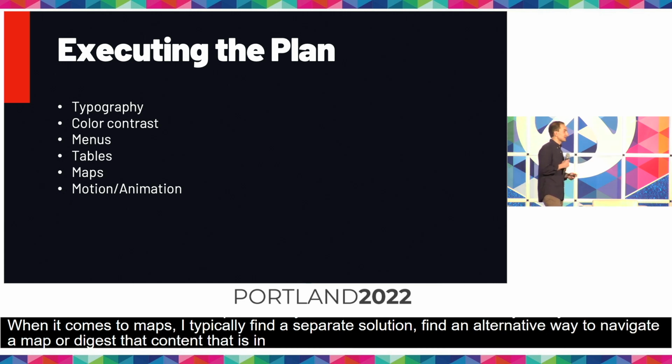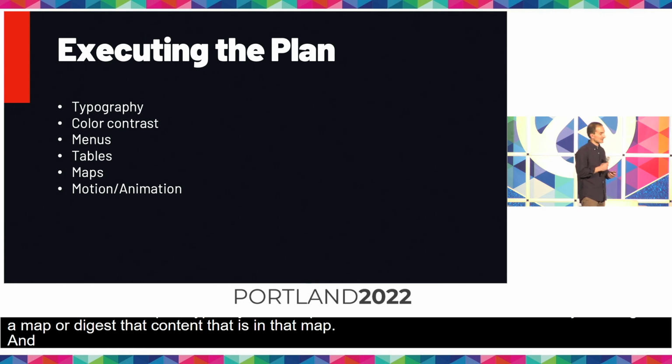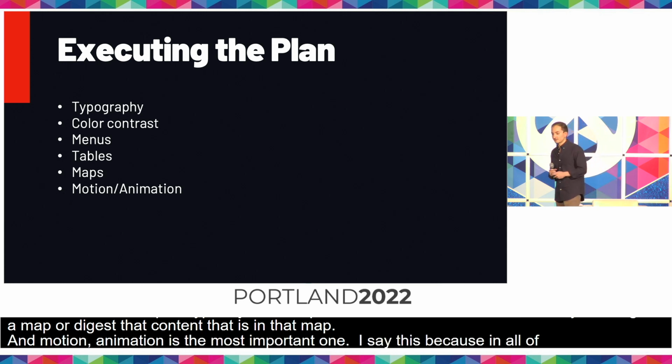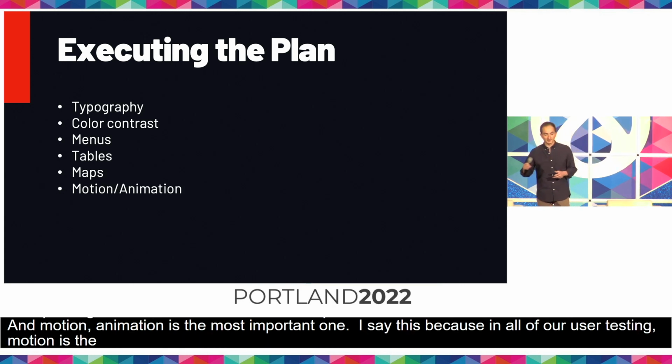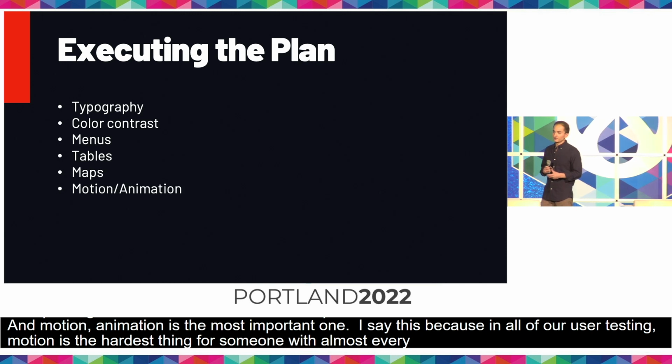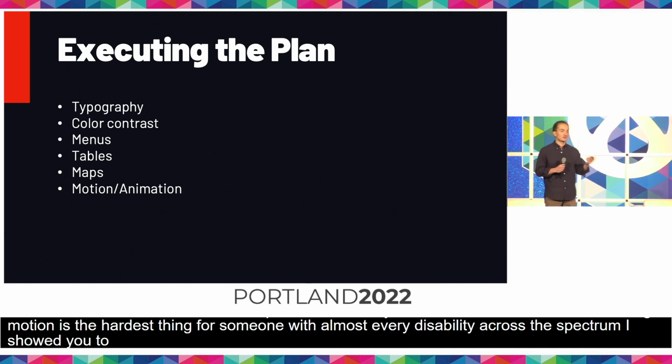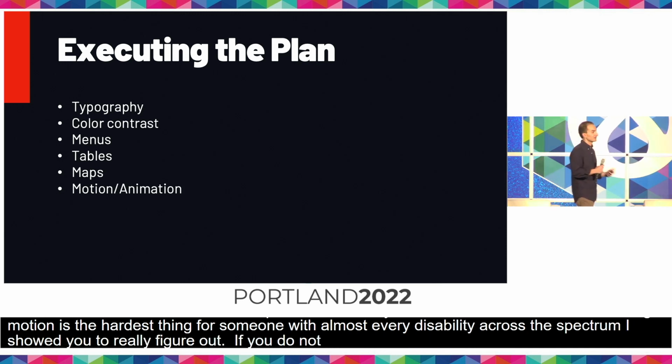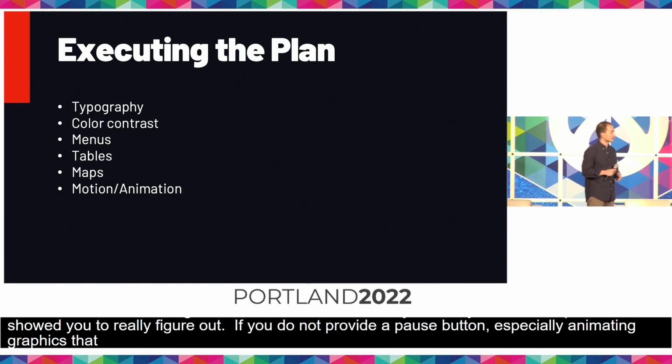And motion and animation is the most important one. I say this because in all of our user testing, motion is the hardest thing for someone with almost every disability across the four I showed you, anywhere on the spectrum, to really figure out. If you do not provide a pause button, especially if you have animating graphics that are kind of in your face when you jump on the page, it is really tough.